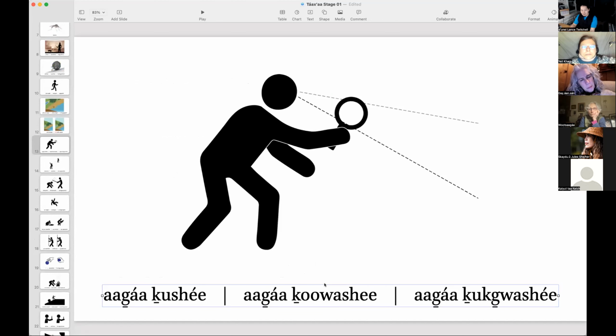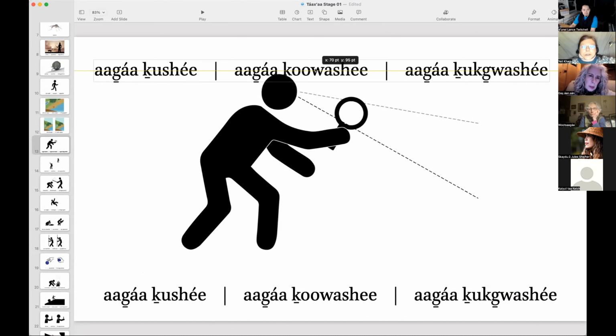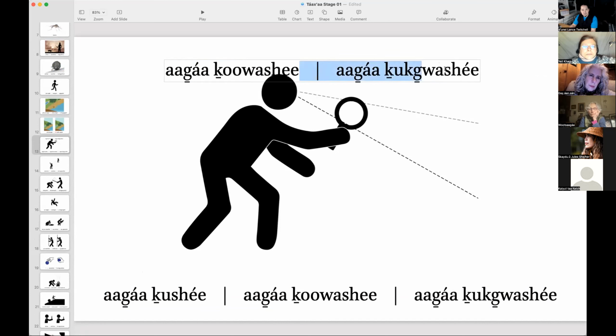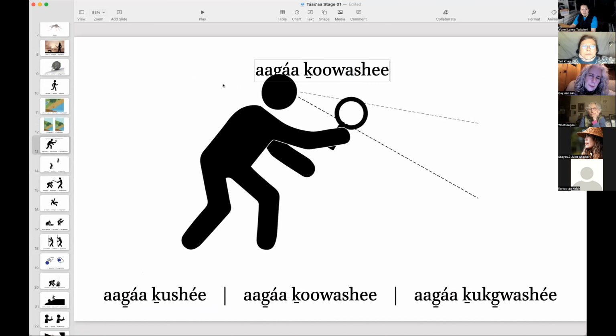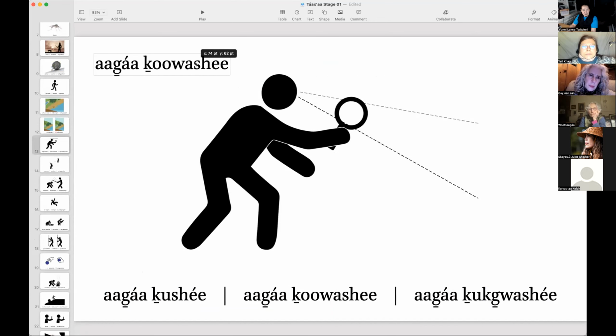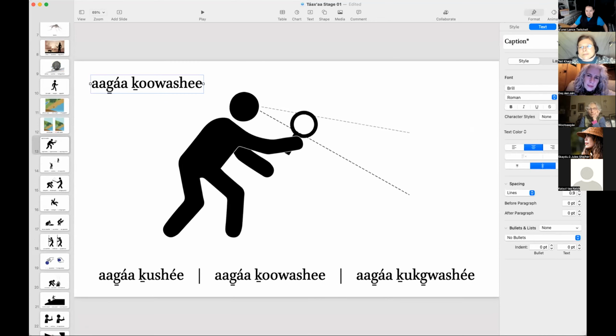Real quick, we will go up here, and this will be the last thing. We're going to use the perfective for this one, and we're going to do a little bit of Tlingit finer points here. My dog is ready for me to be done. I know we're at time, so I'll be fast.